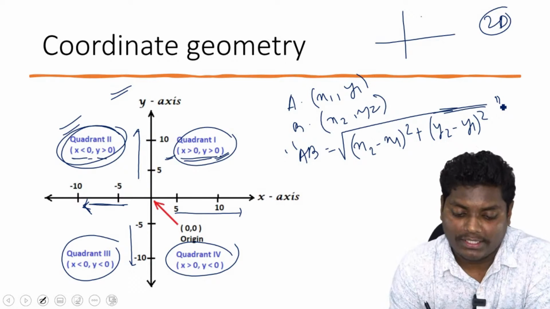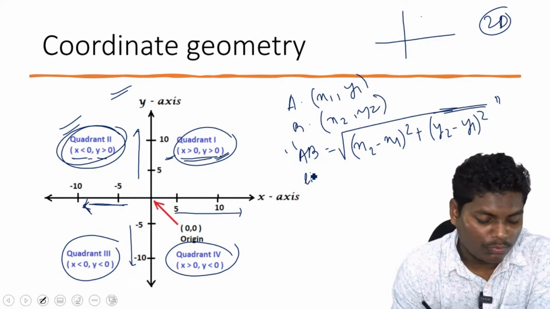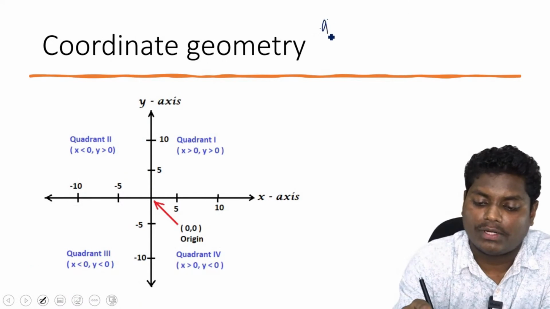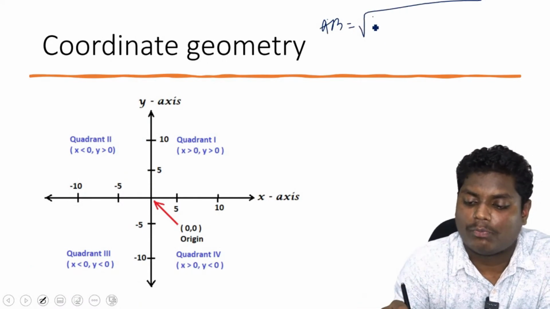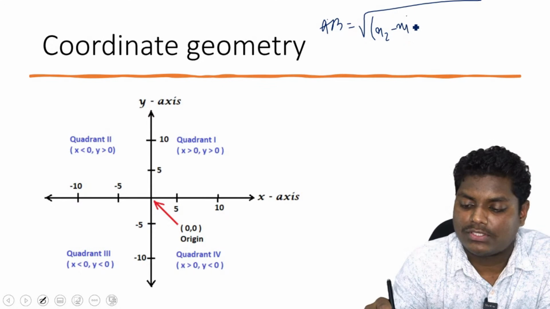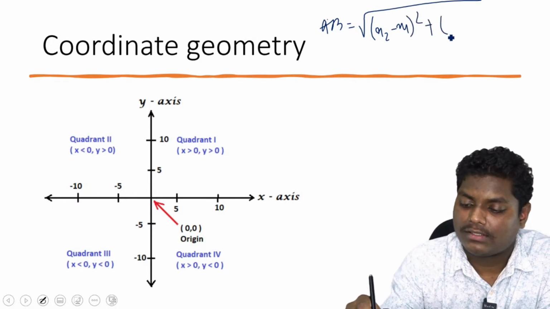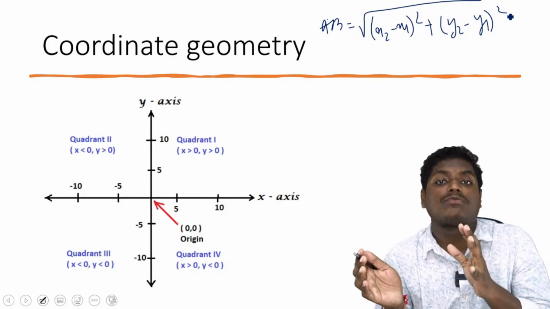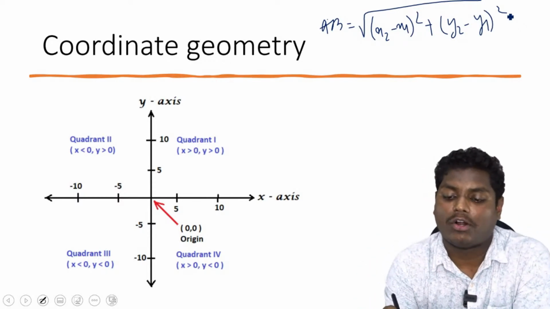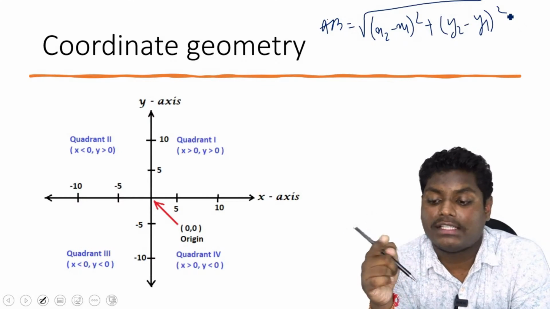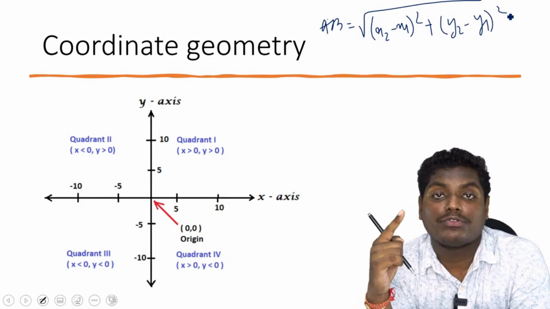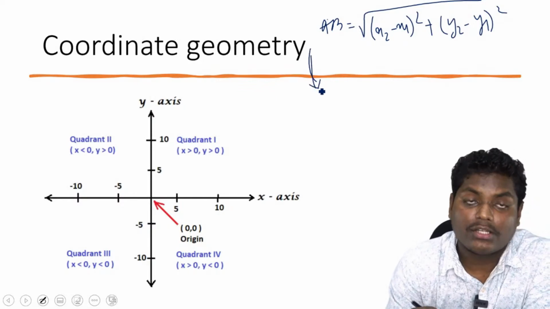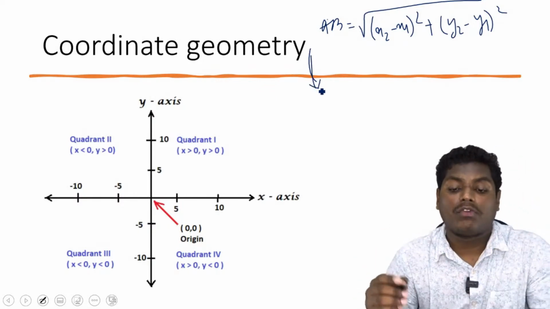Another important formula that we need to know. AB is equal to, if you are given 2 points, root of (x2 minus x1) square plus (y2 minus y1) square. So no matter what, x1 or x2 you can take first, just maintain the order. If you are doing x2 minus x1, then in the case of y also you should do y2 minus y1. That is important.